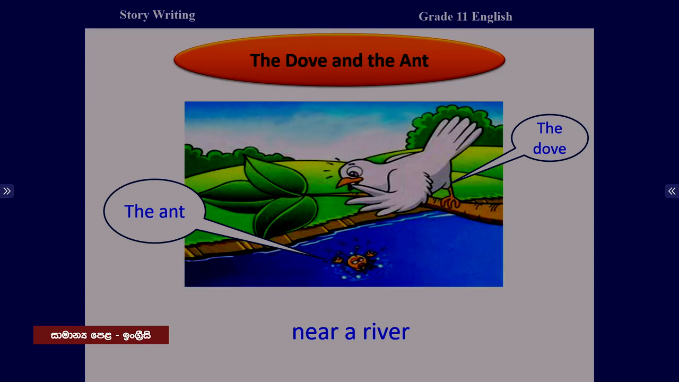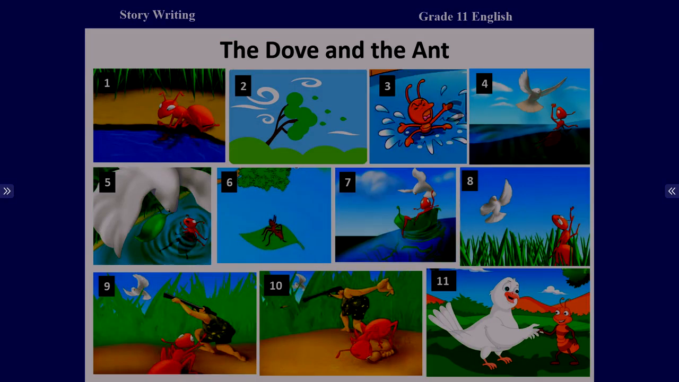Let's start to write the story. Here you can see some pictures related to the incidents of the story. So here I have numbered the pictures. I think you are familiar with this story, so the pictures will help you to recall your memory. Let's start to write the story.